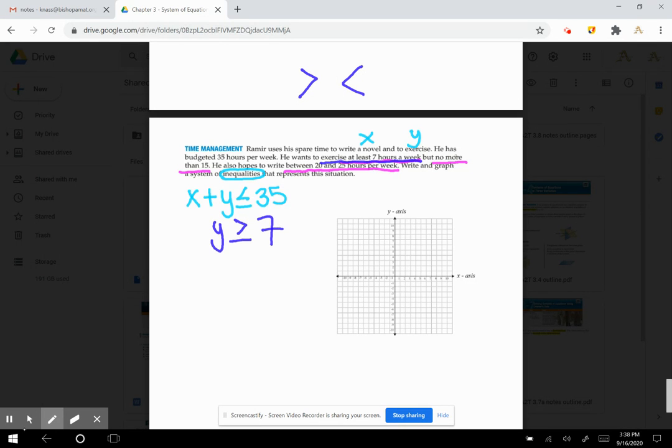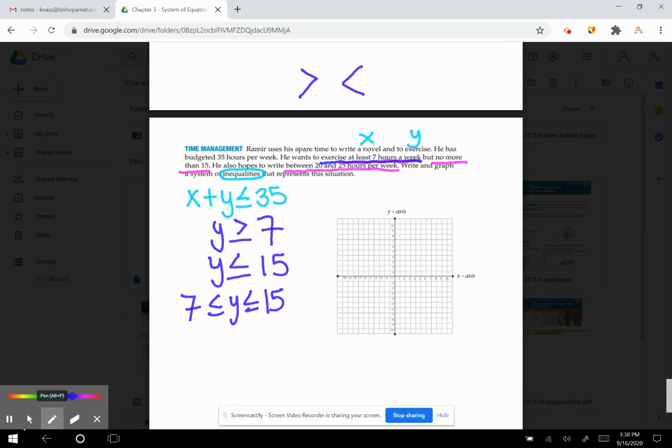Let's keep going. But no more than, so he doesn't want to go higher than 15. So he exercises and he doesn't want to go higher than 15. So less than or equal to 15. Now we could rewrite that. You can write it like this in two equations, or you can write it, and we always take the smaller number. 7, if you read it kind of from right to left, 7 is less than or equal to Y, which is less than or equal to 15. Either one of them will work.